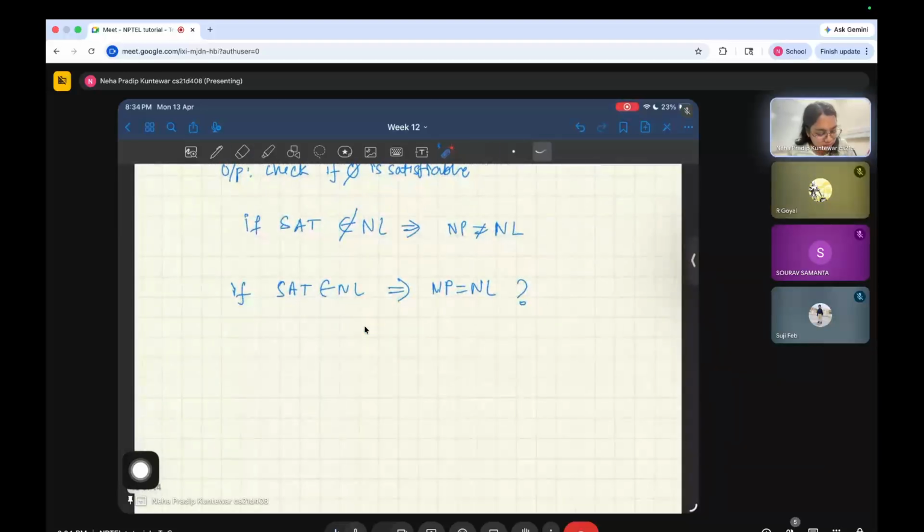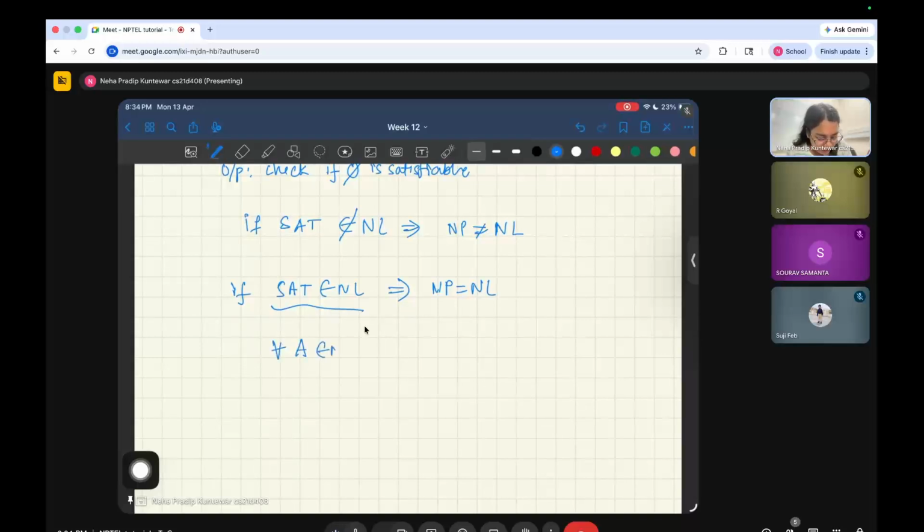So if SAT is in NL, that means for every language A in NP, we know that A reduces to SAT. If we could show that this reduction works in logarithmic space, suppose that every language A in NP reduces to SAT in logarithmic space.